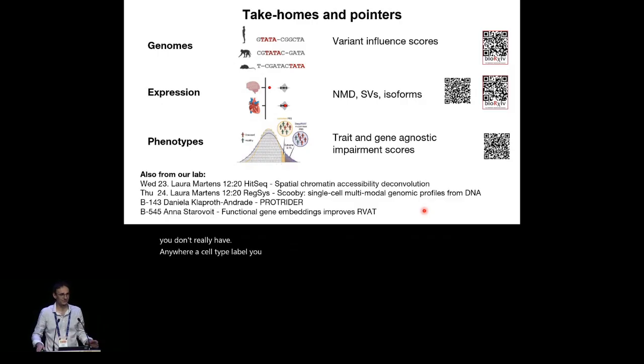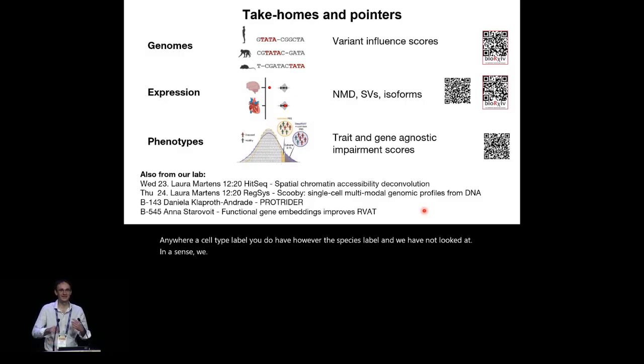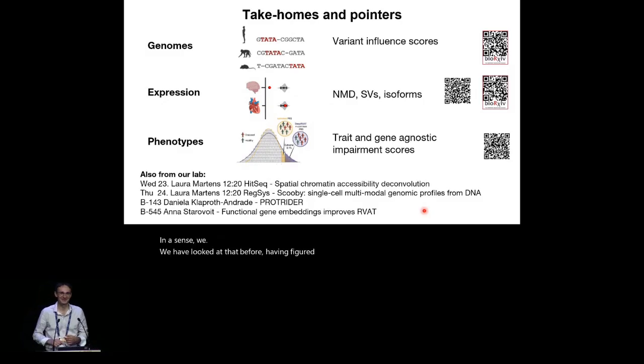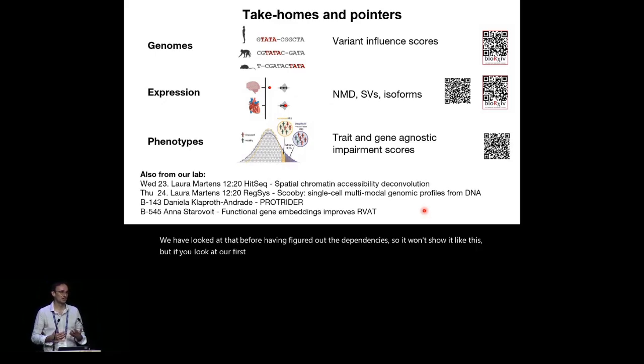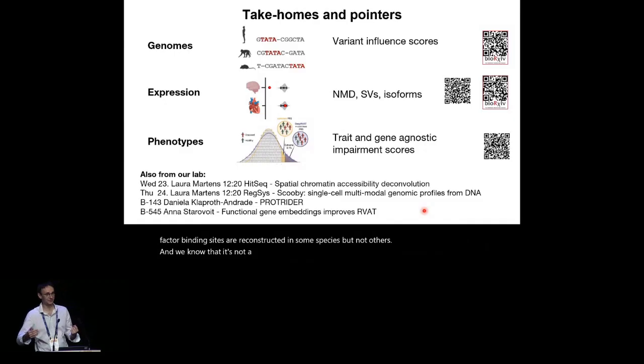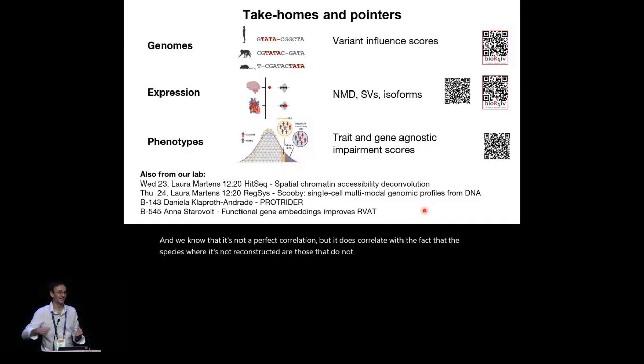You do have, however, the species label. We have not looked at that, well, in a sense we have looked at it before having figured out the dependencies, so it won't show up like this. But if you look at our first Genome Biology paper, there we do show that some transcription factor binding sites are reconstructed in some species but not others. We know that it's not a perfect correlation, but it does correlate with the fact that the species where it's not reconstructed are those that do not have the transcription factor, and vice versa. So in that sense, yes, we do have dependencies that are species-specific.